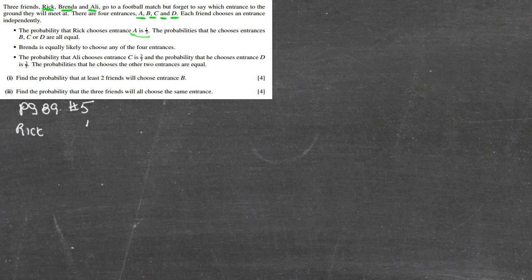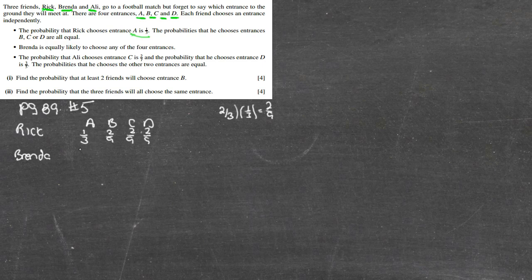So as far as Rick, if he's going to go to A, we know he's got a probability of 1/3. He knows there's an equal chance going to the others, B, C, and D. So 1 minus 1/3 is 2/3, and if we divide that by 3, or if we multiply it by 1/3, then we find out that there's 2/9 for each of the other possibilities. If you add those together, you should get 1.